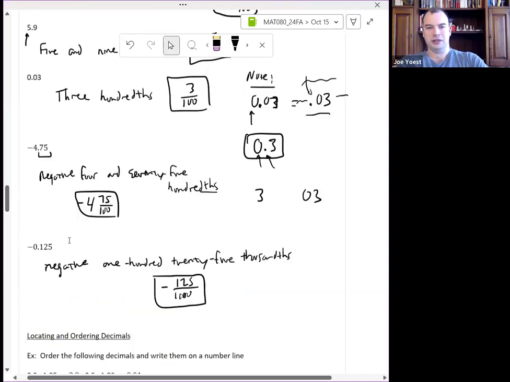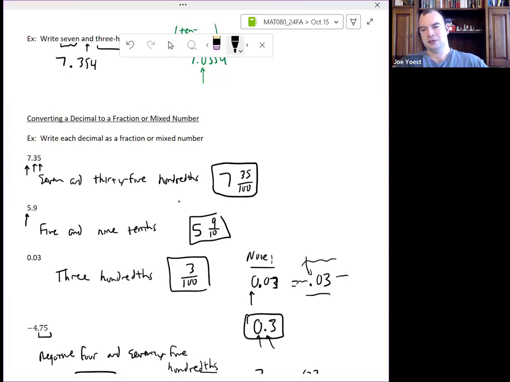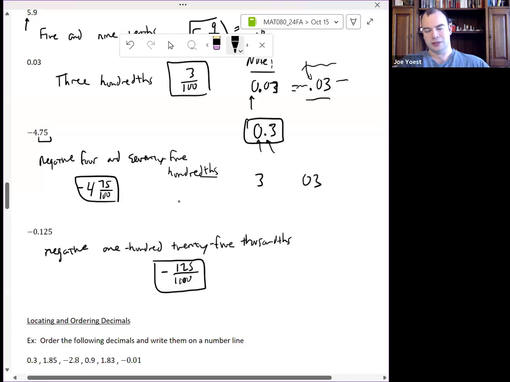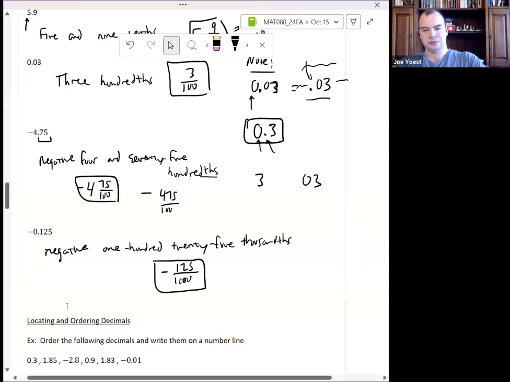And then, of course, if we wanted, say, an improper fraction, well, we just convert to a mixed number and then make that into an improper fraction, right? So we could say that this is 735 100ths. 100 times 7 gives me 700 plus 35, or 59 tenths, or negative 475 100ths, right? We can convert those to improper fractions if we so desired. Any questions on these?